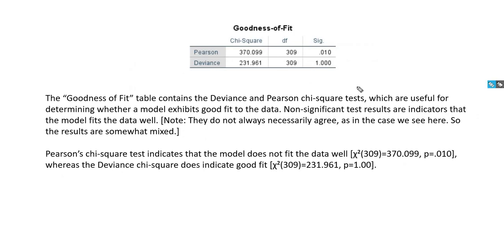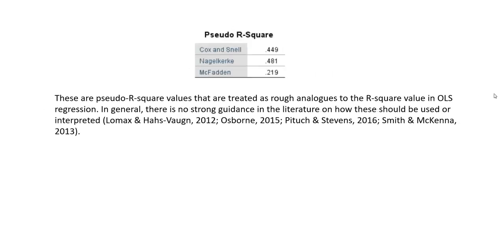Next, we have the goodness of fit table, which contains deviance and Pearson chi-square tests, and basically in this case non-significance is an indicator of good model fit. You'll see right here that the Pearson test is actually significant at the 0.05 level. That would indicate poor fit, whereas the deviance chi-square test is non-significant. That would indicate good fit. Sometimes the two test results disagree with each other, and that happens to be the case in this particular demonstration.